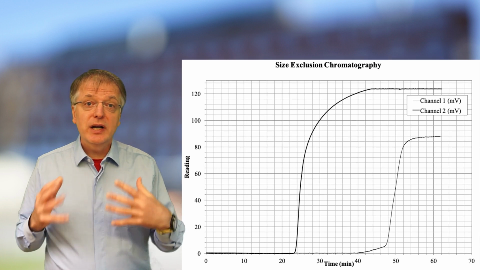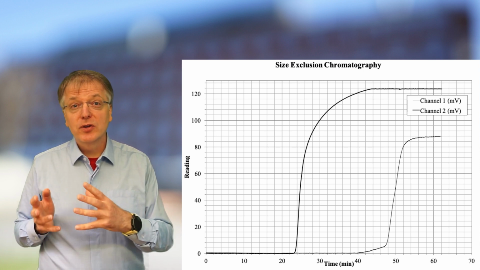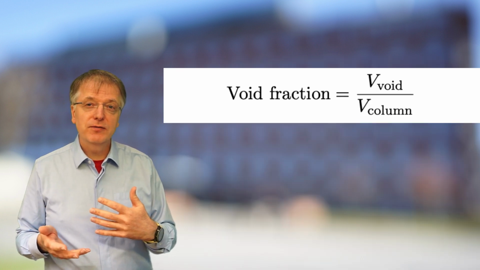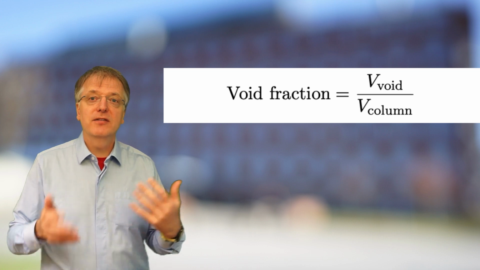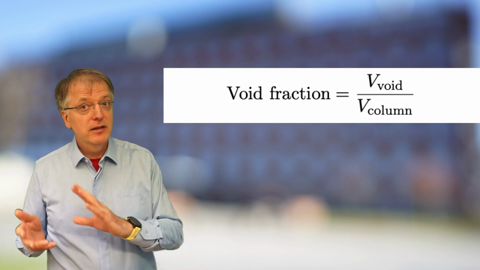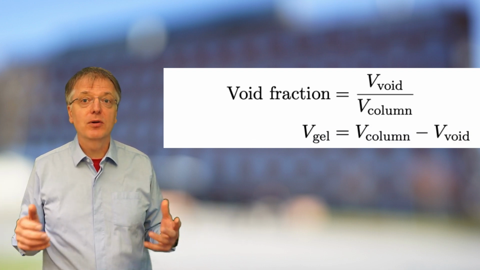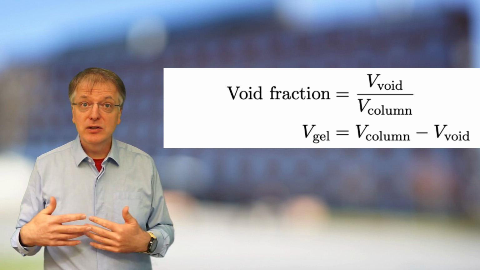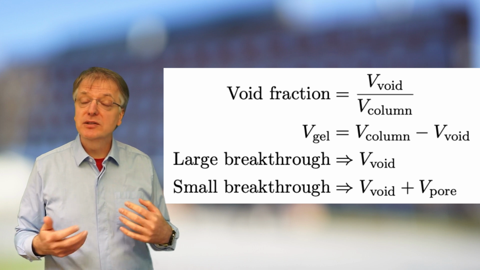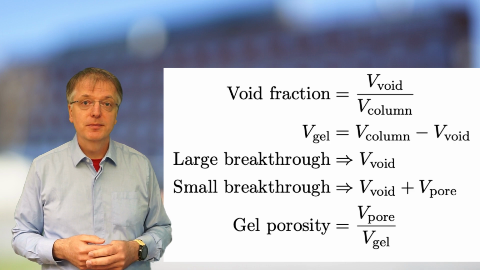In this exercise, you are actually not asked to tell what the void and pore volumes are as such, but rather what the void fraction is and what the gel porosity is. The void fraction is simply the void volume divided with the total volume of the column. Regarding the gel porosity, the difference between the total volume of the column and the void volume must be the volume of the gel. Since you can determine the pore volume by comparing the two breakthrough curves, you can determine the gel porosity as the pore volume divided with the gel volume.